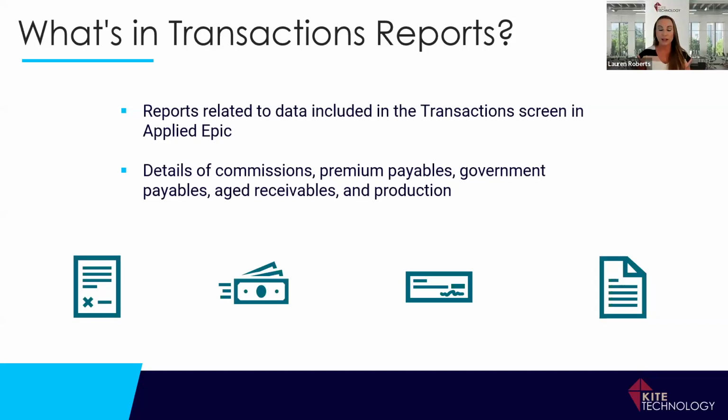Those areas and data that you can pull from are going to be in that transaction screen, and then some limited areas of policy information. So some of the reports that you can get access to in the transactions area specifically would be details regarding commissions, both agency and producer broker, your premium payables or your agency billed items, those things that are due to or from the carrier or broker. You're also going to be able to access information for government payables, as well as your aged receivables and production reports. So we're going to go over a little bit more detail on what those reports are going to entail.